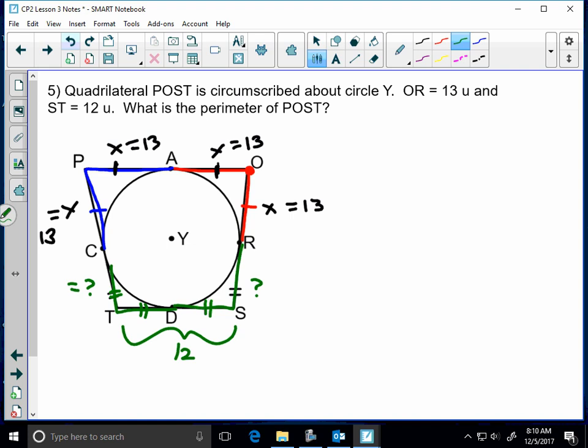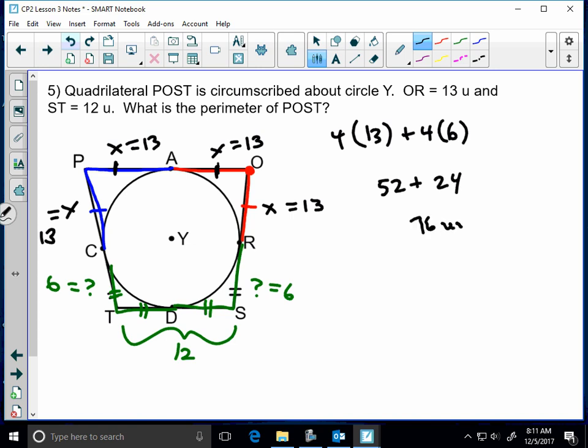So what does that make this and this? 6 and 6. Sure. So I think it's asking for the perimeter, right? Yeah, the perimeter. So let's add them up. How many 13s do I have? 4 of them. I'm not going to add 13 4 times. I'm just going to multiply. And then how many 6s do I have? 4 of them, right? I got a 12 and 2 6s. That's 4 6s. So 13 times 4, I think, is 52. 4 times 6 is 24. So that looks like 76 units for the perimeter.